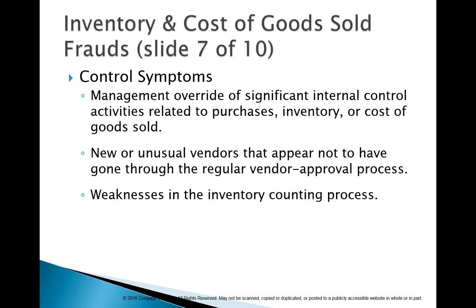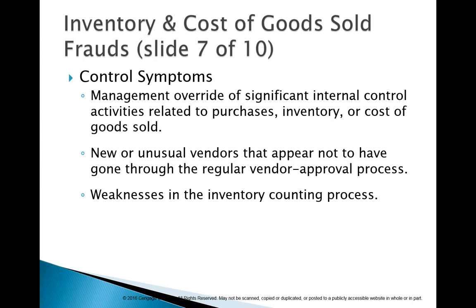So control symptoms, again, if management can override internal controls, there's potential for problems. Now, management can almost always override internal controls, but if they're doing it on a regular basis and creating manual journal entries close to period end, and these debits to inventory and suspicious credits to cost of goods sold are made by management, then you're going to be suspicious.